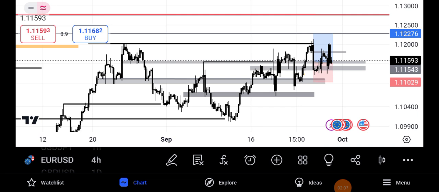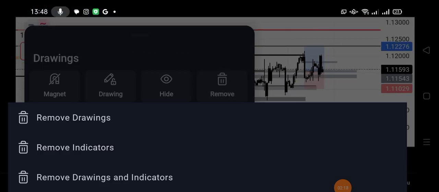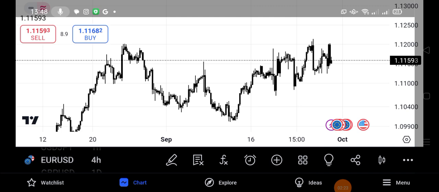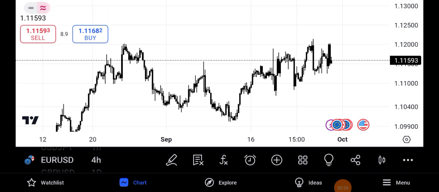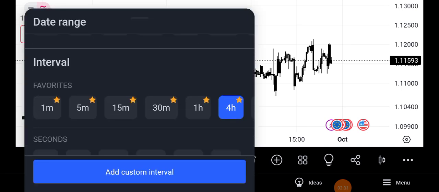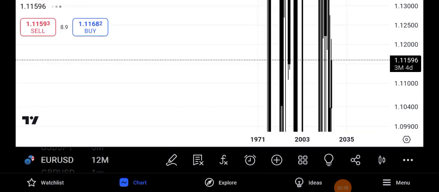So let's just try and delete these first. Okay. So guys, I'm not using any indicators. I'm not using anything, only pure price action. And one thing that I need you guys to understand, right? I've got all my favorite time frames marked out here. As you can see, it goes all the way to 12 months. And that's where we're going to start.